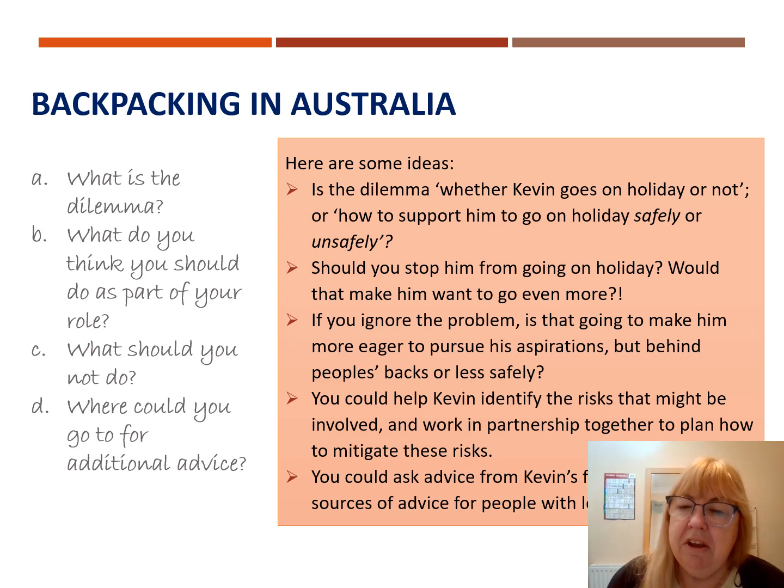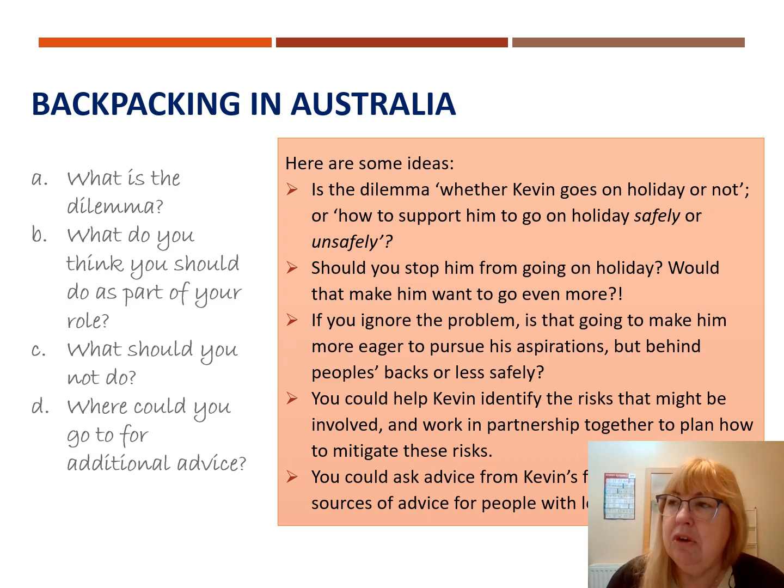If you ignore it, is it just going to make him more eager? And is he just going to do it anyway? And then maybe he might do it in an unplanned way or an unsupported way, which could have a very negative effect. Or you could help Kevin sit down and work out what some of the risks might be. You could do a risk assessment together and work in partnership to plan how you can reduce those risks. So we try to mitigate risks, remember. We can't always eradicate risks, but the idea is to try to mitigate as best as possible.